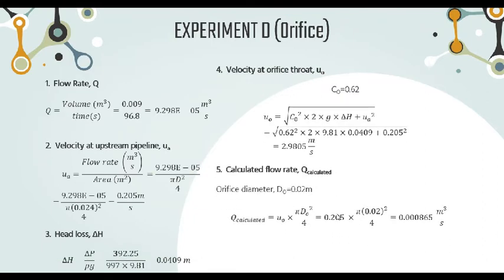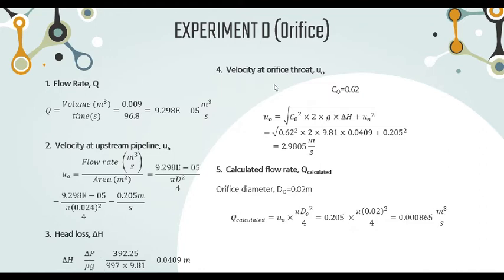So for experiment D, we want to find the flow rate from the head loss obtained, and we want to compare it with the flow rate that we already set at the beginning of the experiment. Firstly, find the flow rate, volume divided by time, and then we find the velocity at the upstream pipeline, UA, which is flow rate over area, and we find the head loss, delta H, equal to pressure drop over rho g.